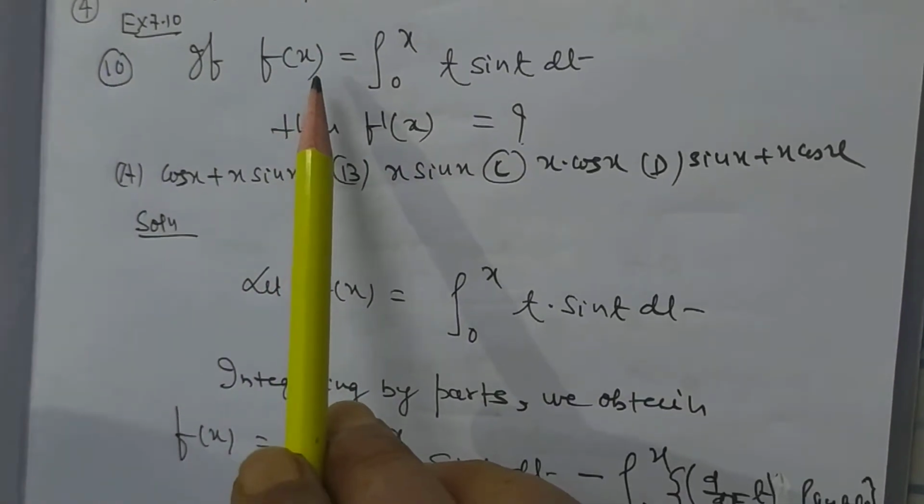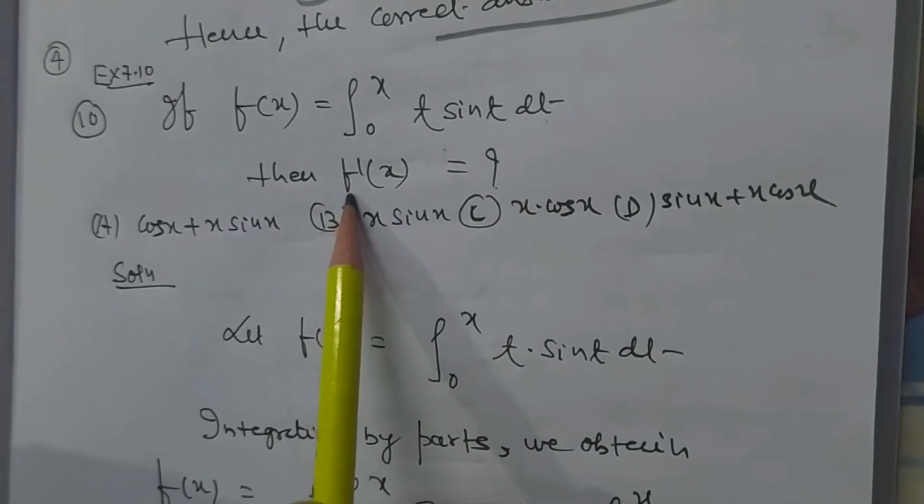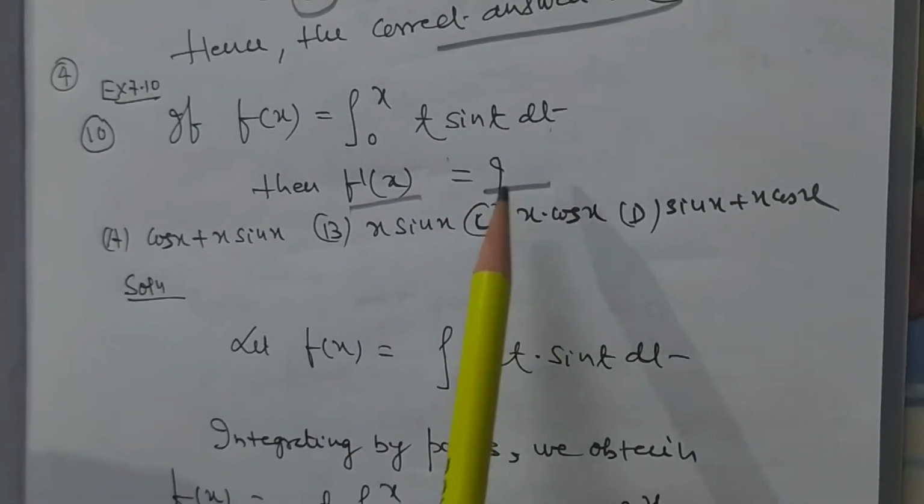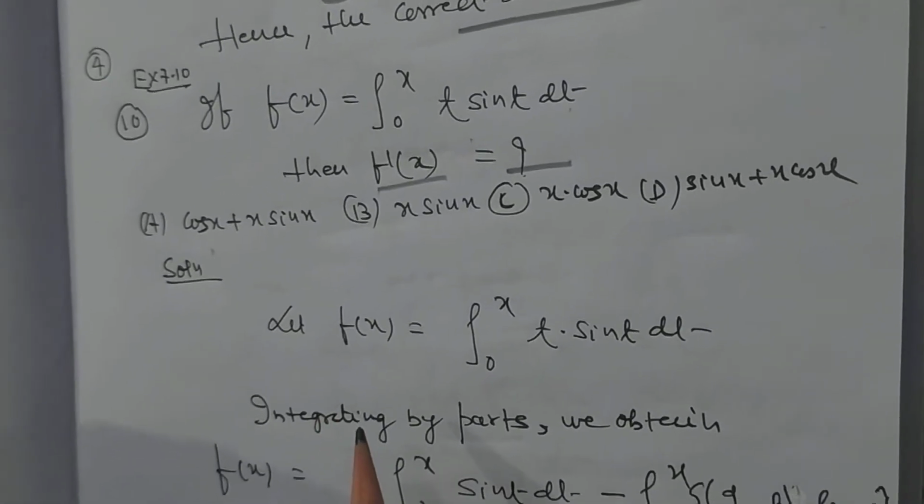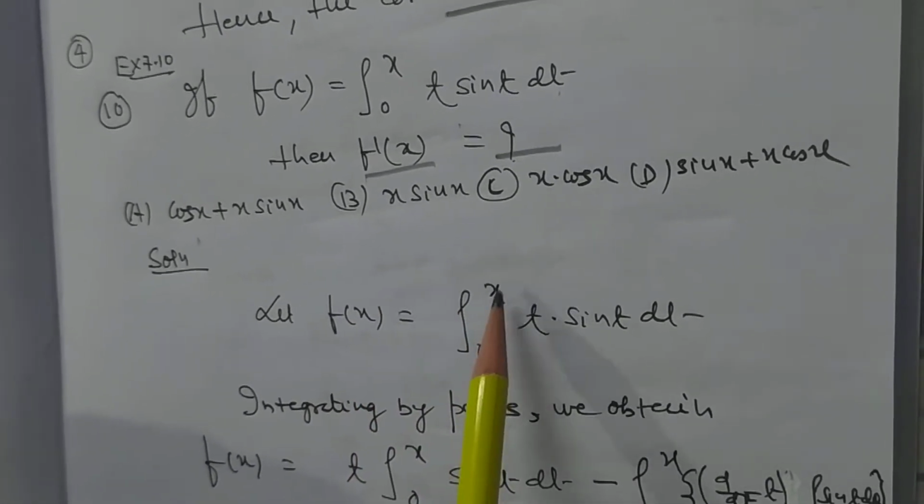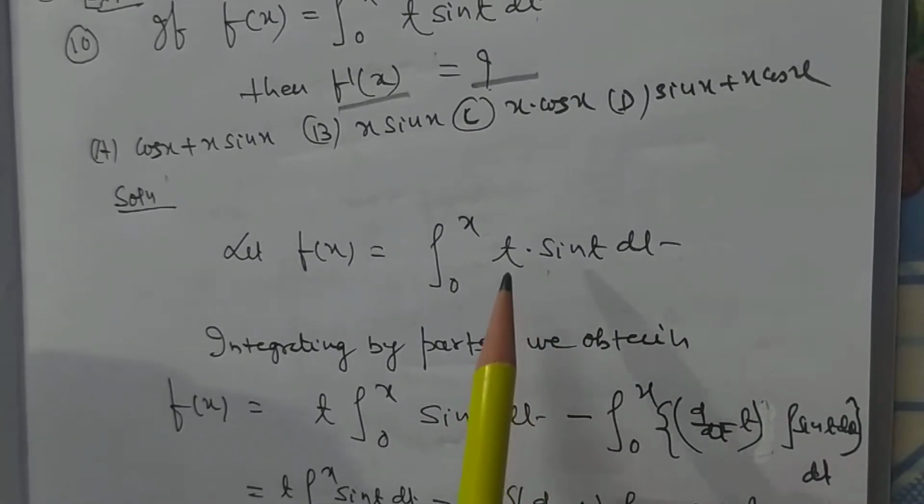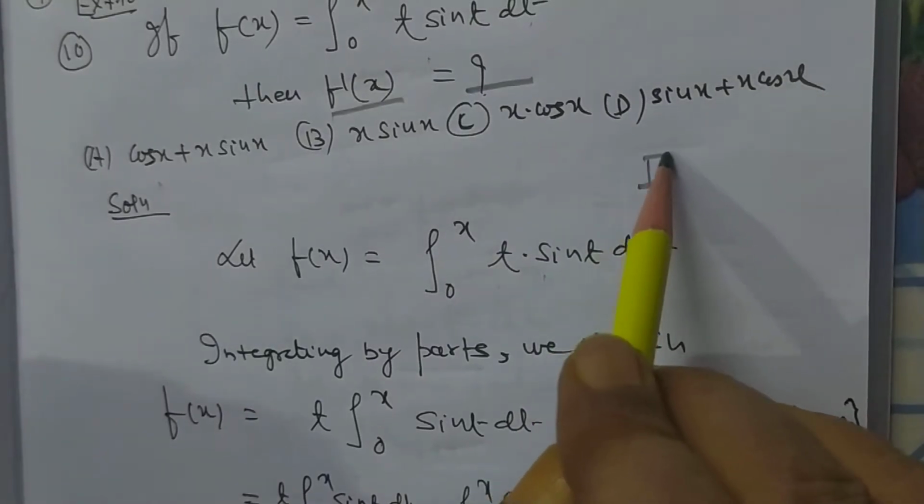Problem number 4. If f(x) is equal to the integral from 0 to x of t sin t dt, then f dash is equal to what? There are 4 options. So let us start to solve the problem. Let f(x) be equal to the integral from 0 to x of t into sin t dt. Integrating by parts, we obtain the formula.